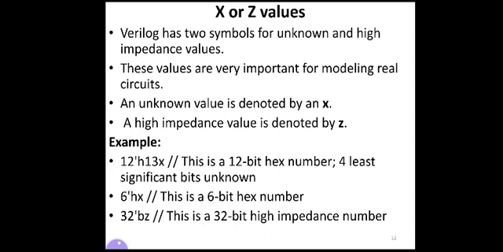32'bZ. So a binary number which is 32 bits in size, with the high impedance value Z. All the 32 bits are represented with Z. So how to write this? 32'bZ. This is a high impedance value.